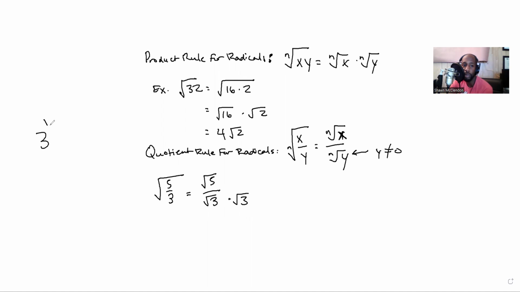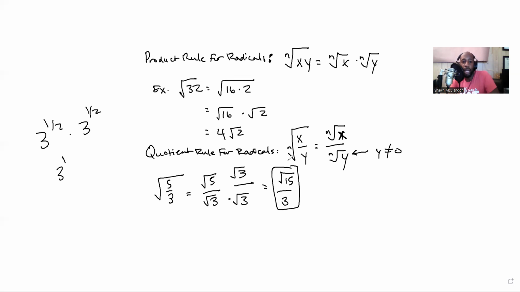Think about it this way. The square root of 3 is the same thing as 3 to the 1/2 power. If you multiply it times another 3 to the 1/2 power, you add those exponents. So 1/2 plus 1/2 is just 1. So that's 3. So we're going to multiply the top and the bottom by the square root of 3. And so using the product rule, 5 times 3 is going to be underneath that bracket. It's going to be the square root of 15 over 3. Okay, so that's an example of using the quotient rule, but also an example of rationalizing the denominator.